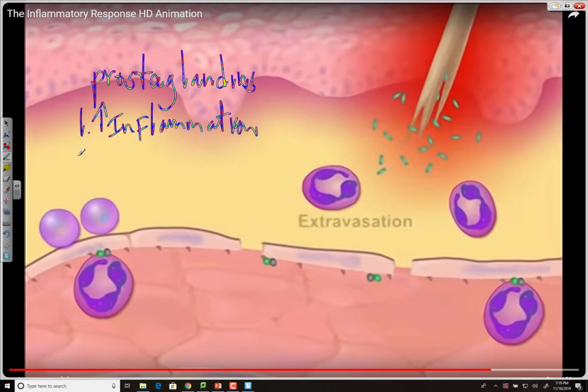Right? Number two, they produce pain. So when you have a lot of prostaglandins around due to damaged tissue or infection, you're going to have pain in that area. And number three, they produce a fever.